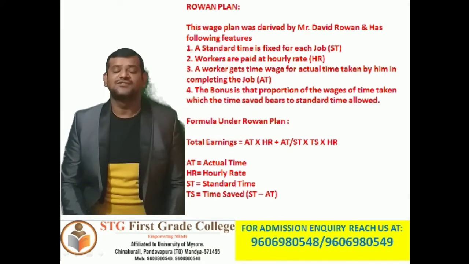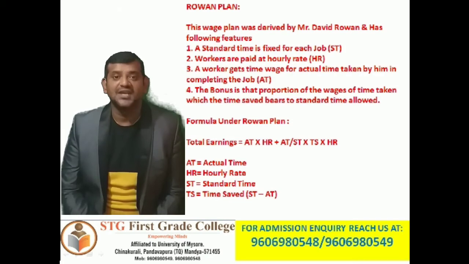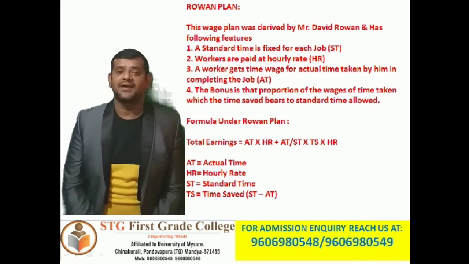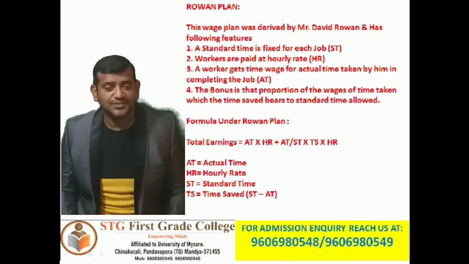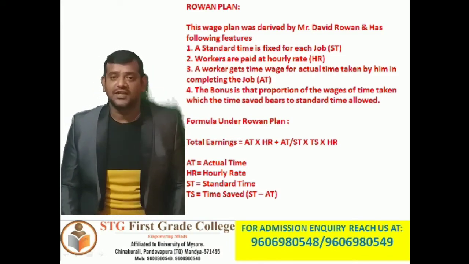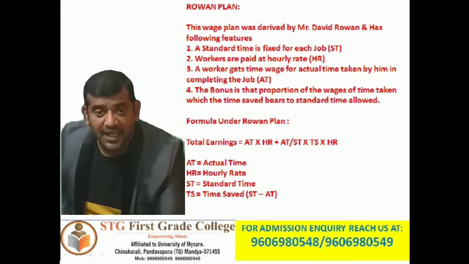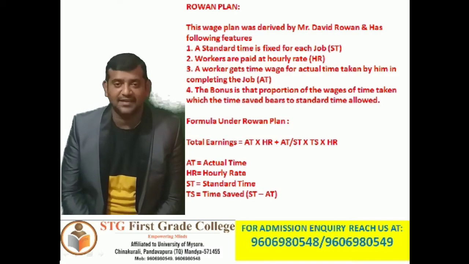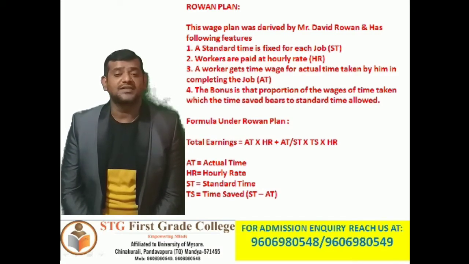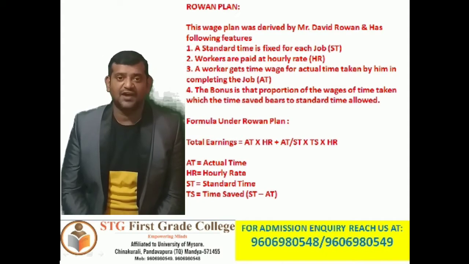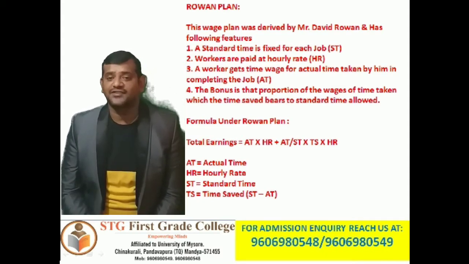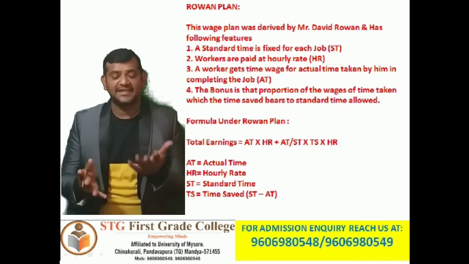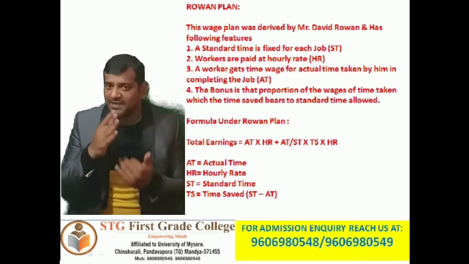So Rowan plan. Let us understand what the features are. This wage plan was derived by Mr. David Rowan and has the following features. Number 1, a standard time is fixed for each job. That is, standard time remains the same as before. Number 2, workers are paid hourly rate, HR, hourly they are going to be paid. Number 3, a worker gets time wage for actual time taken by him in completing the job, AT, that is actual time, similar to before.